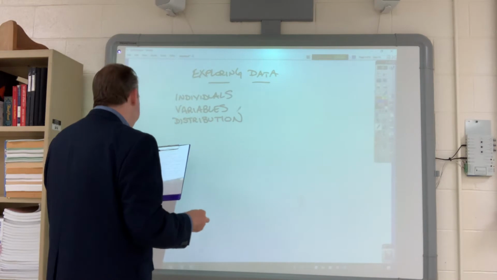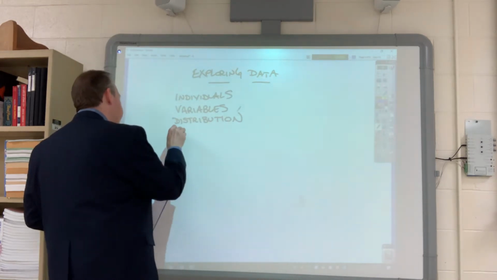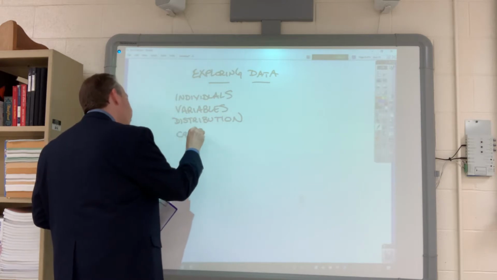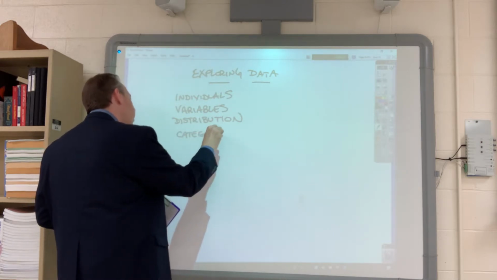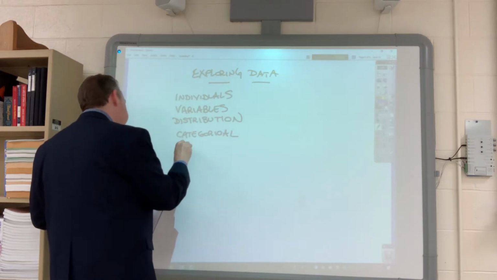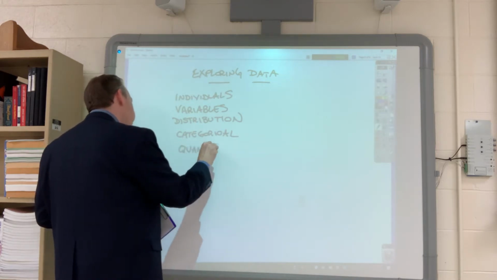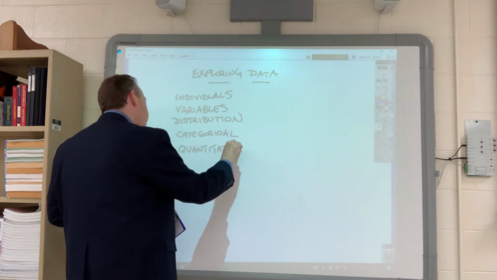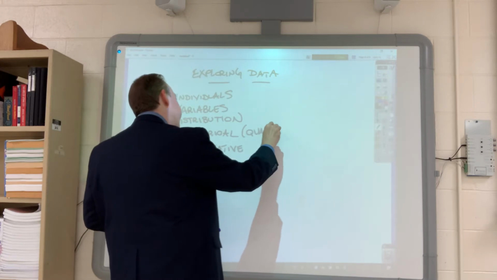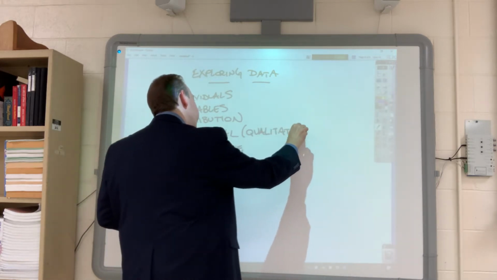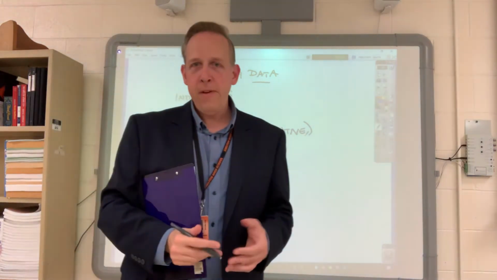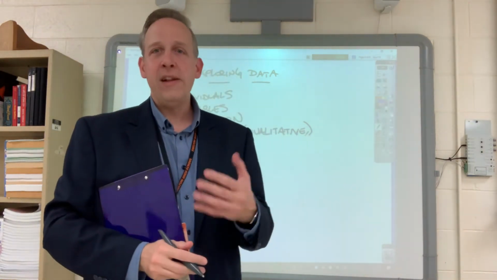What kind of data can there be? Well, there's two general kinds of variables. We call them categorical and we call them quantitative. Categorical is sometimes also called qualitative. Okay, so what is a qualitative variable, or qualitative data type, I should say?